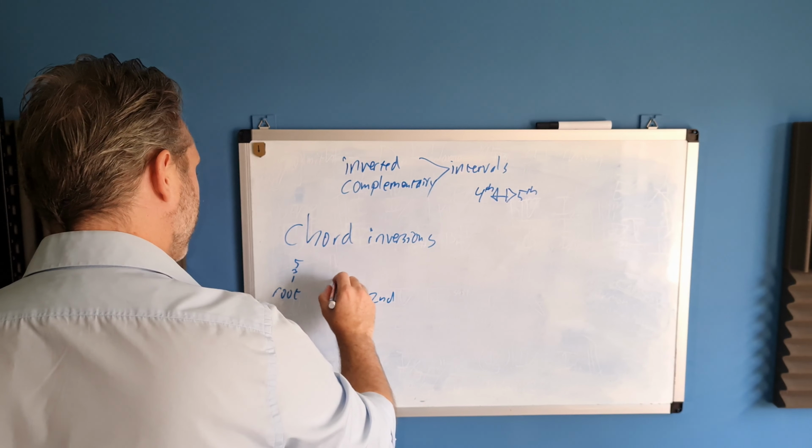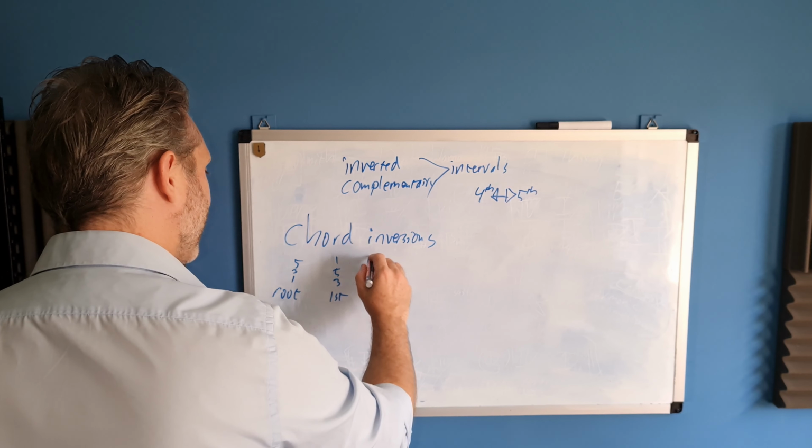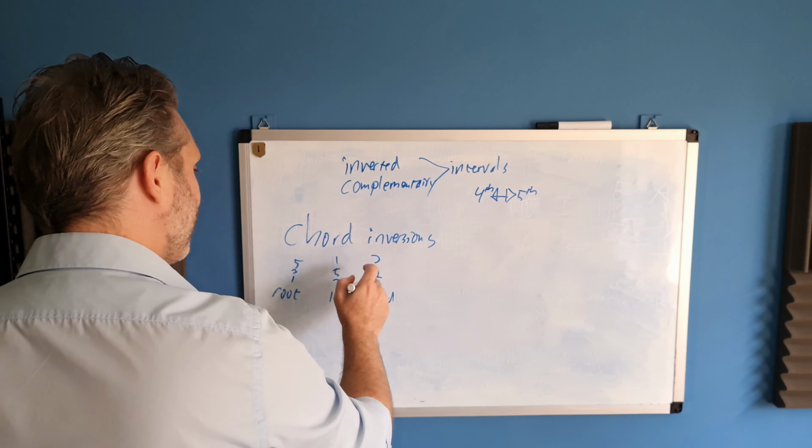Recap. Inverted intervals are considered complementary if you can invert them into each other, and especially we're interested in the fourth and fifth because they're useful for identifying the roots of triads when they're notated. Then we've got chord inversions. You've got root position and there's first and second inversion. First inversion has the root at the top. Second inversion has the root in the middle, and you've got the third at the top. So those are chord inversions and complementary intervals.